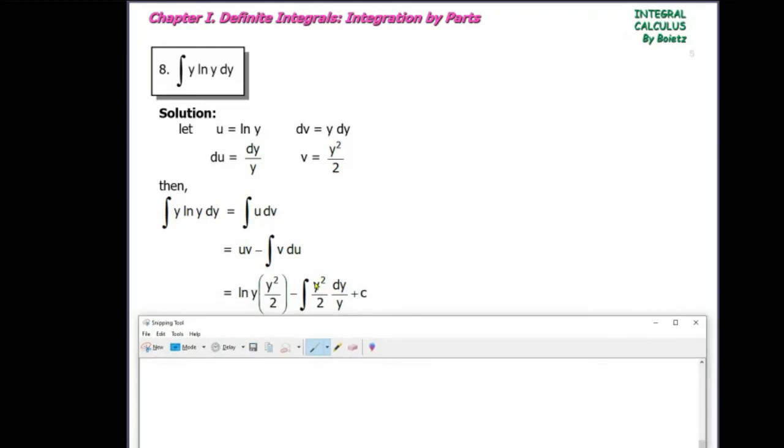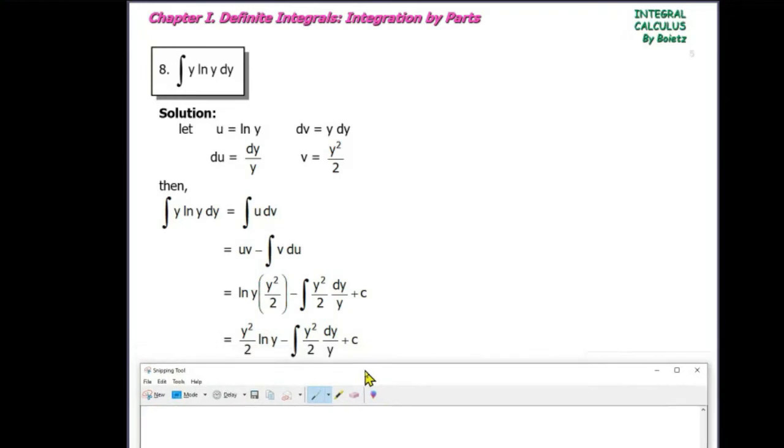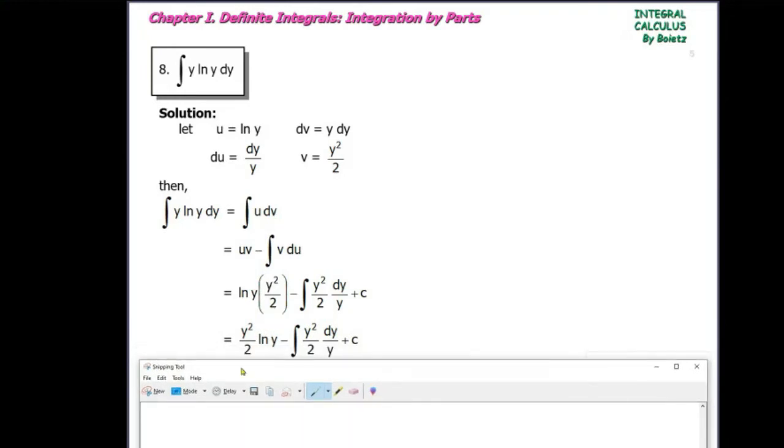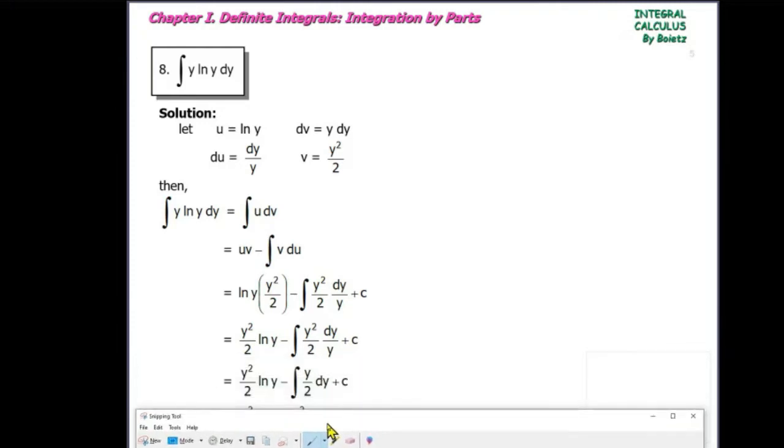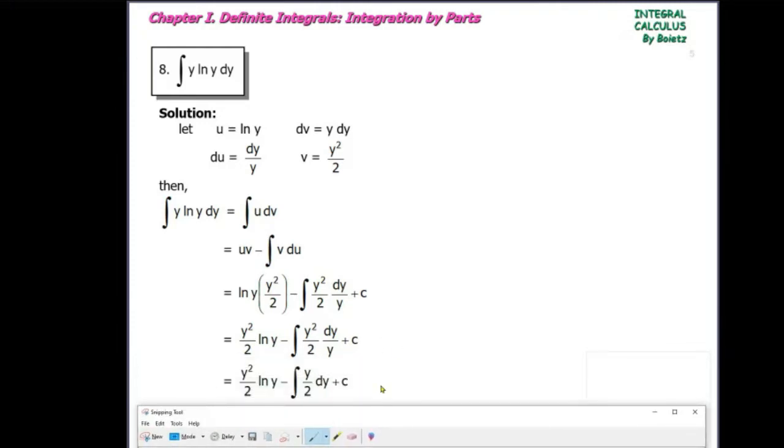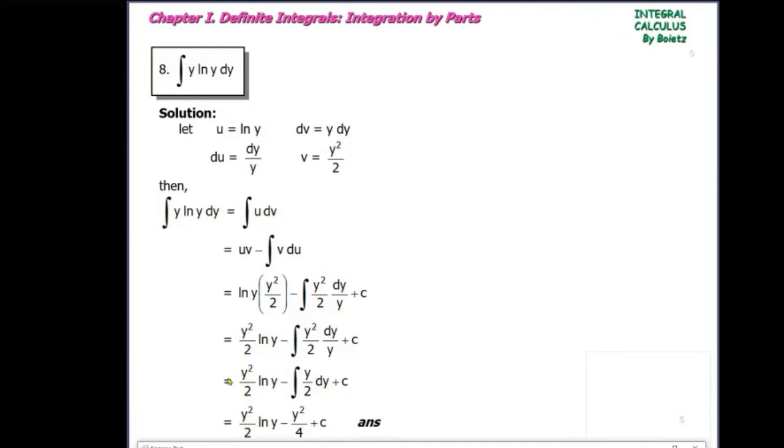What is u? ln y, then v, y squared over 2. Then the integral of v, y squared over 2, then what is du? dy over y, then plus c. So let's simplify: y squared over 2 ln y, then minus, one y cancels, so it becomes y over 2, the integral of y over 2 dy. When you integrate that, this will become y squared over 4, negative. Then plus c.